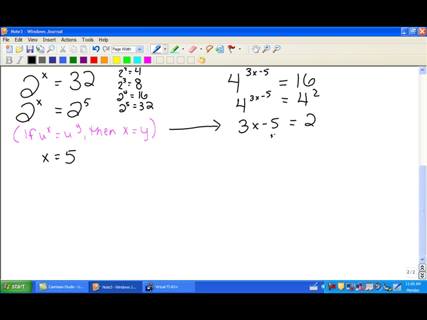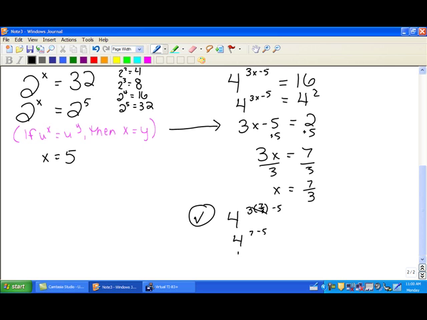In solving that, we just add 5 to both sides. That's going to tell us that 3x will equal 7. Divide both sides by 3, and x is going to equal 7/3. You can easily check this problem by going back into the original equation, looking at the left side. 4 to the 3 times 7/3 power minus 5 is really the same as 4 to the 7 minus 5 power, or 4 squared, which is equal to 16. So left side is going to equal right side.